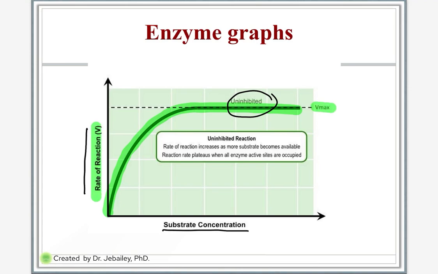And what is the Vmax? That would be the amount of enzymes there is. So if there's 100 enzymes, that's the maximum that will be active. No matter if you get 500, it will keep going to a plateau, because that's the amount of enzymes there is.